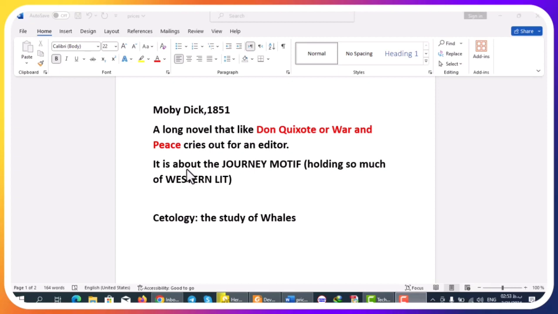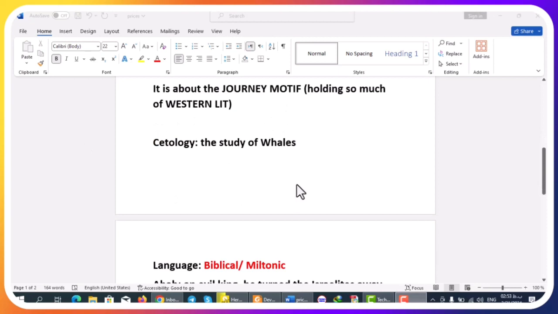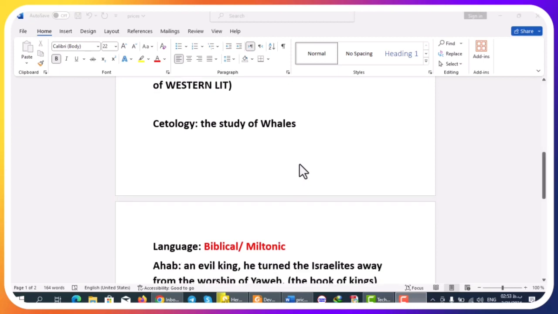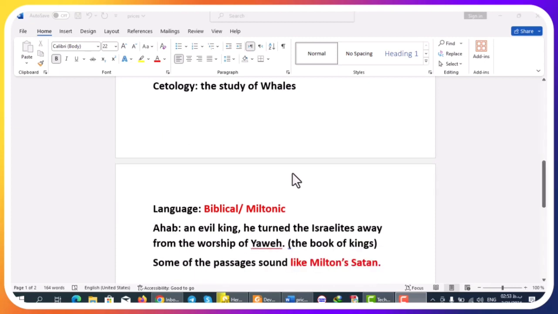It is about the journey motif, which holds so much of Western literature from the great Odyssey until Cormac McCarthy's great novel Blood Meridian. This novel is about whales, and we know that Hemingway also wrote a novel about the big marlin in The Old Man and the Sea in 1952. So there are somehow resources for that novel found in Melville. It is about cetology, which is the information that we get in this novel about whales, how to make blubber. And then the language of this novel is somehow biblical as well as Miltonic.